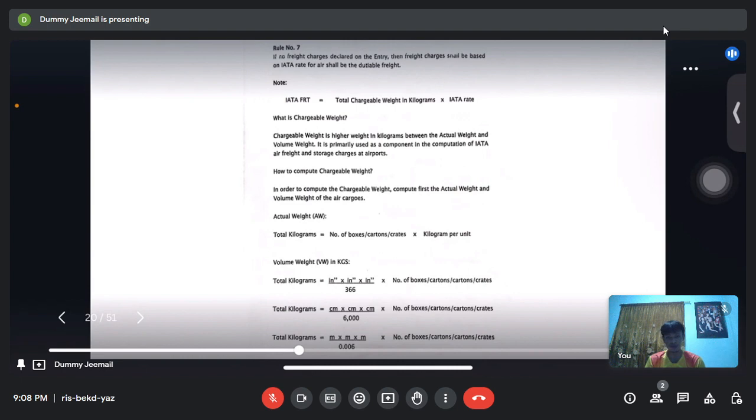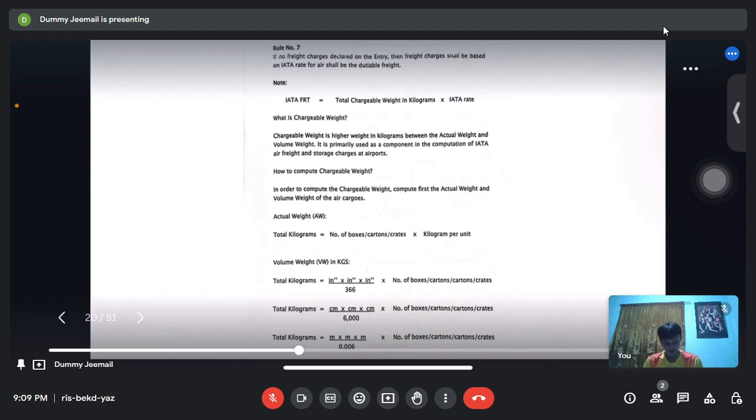So sa mga to i-multiply in order to get our actual weight, no? So number of boxes times kilogram per unit. So sa example nga akong gihatag, ang ato ang i-multiply 50 cartons, i-multiply na to og 7 kilograms, no? So to solve actual weight, number of boxes or cartons or crates times kilogram per unit.